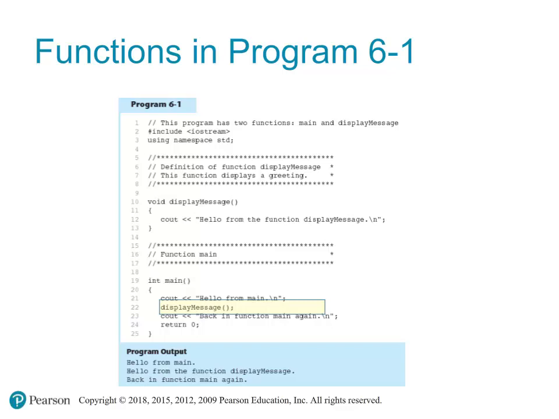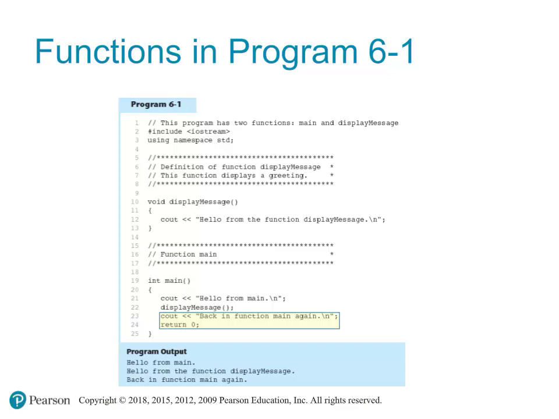Then display message is called. Control jumps to display message, and the hello from function display message is printed. After display message finishes, control returns to main function. Finally, back in function main again is printed.